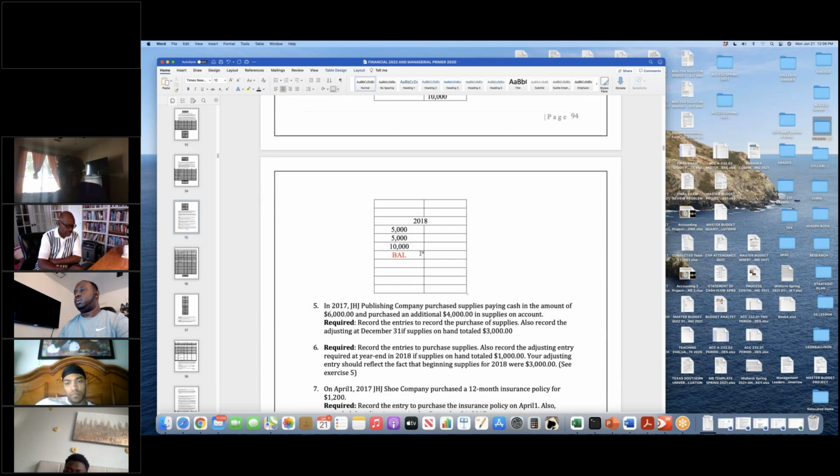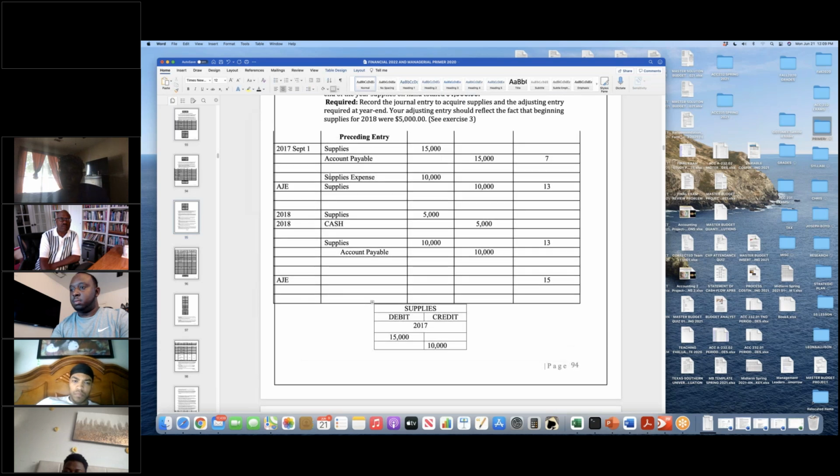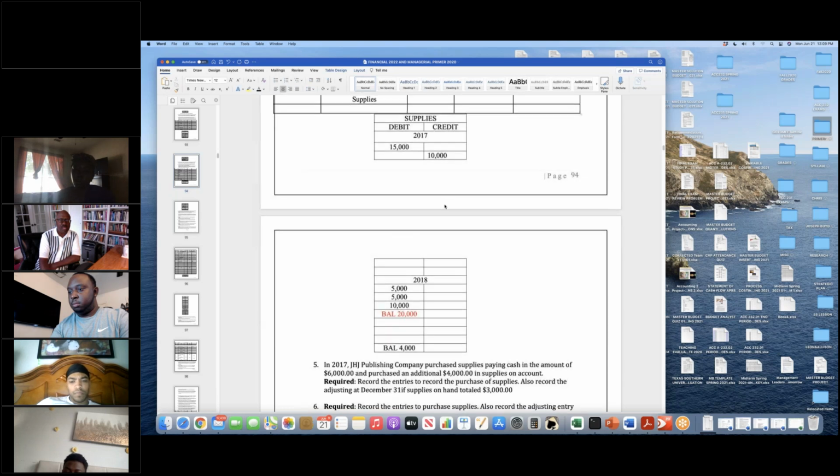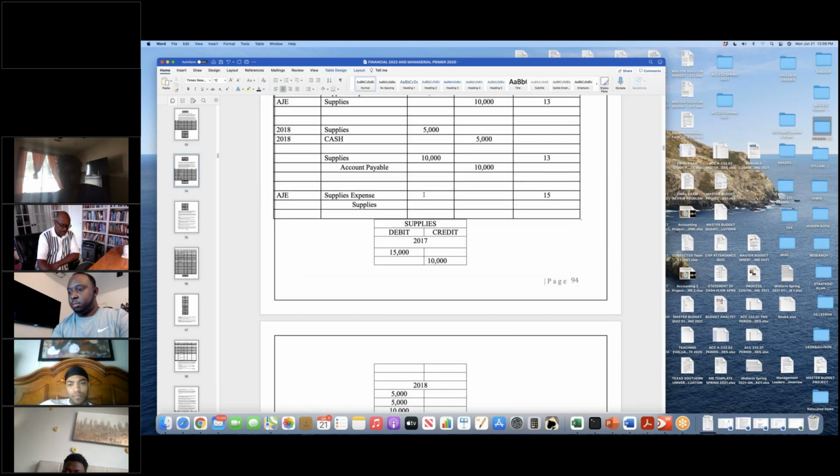So how much do we have in the account at this point? $20,000. But it tells us the balance is going to be what after the AJE? $4,000. So after the AJE, supplies are going to have $4,000. Therefore, the AJE must be what? 16,000. Any questions?